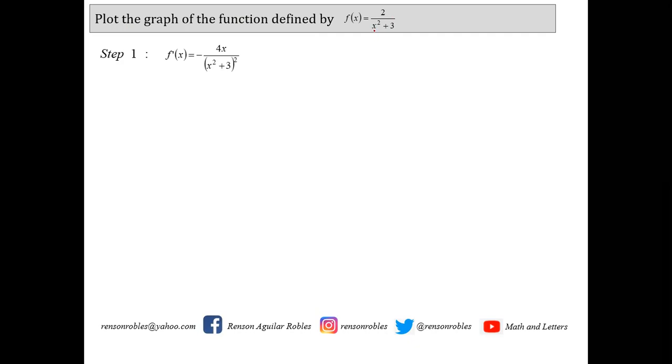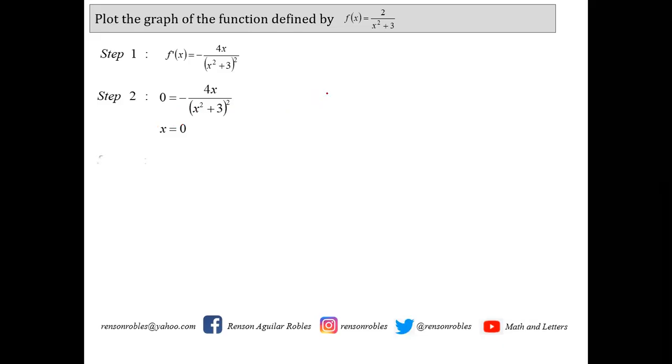Then step 2, get the critical number, and that can be obtained when you replace f prime of x by 0. So you have 0 equals negative 4x all over the quantity x squared plus 3 squared, and then we solve for x. So you just cross multiply here. So it will now only become 0 equals negative 4x, and that will give you x equals 0.